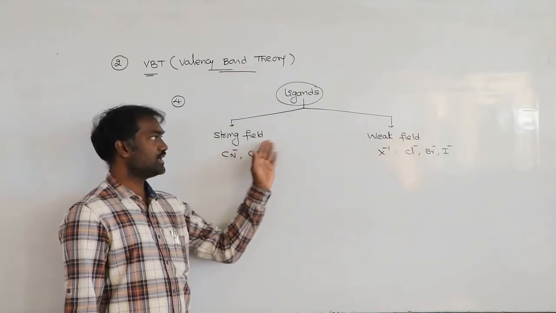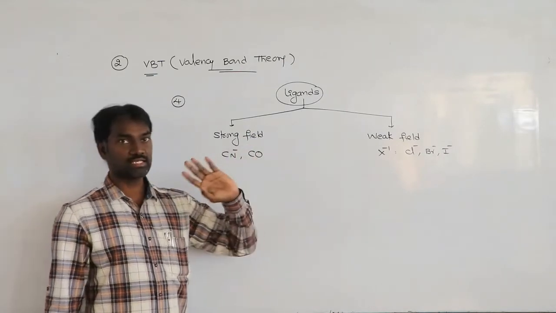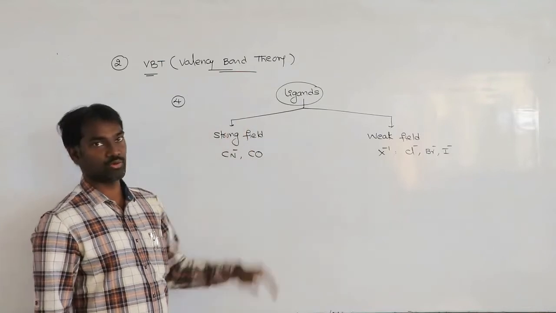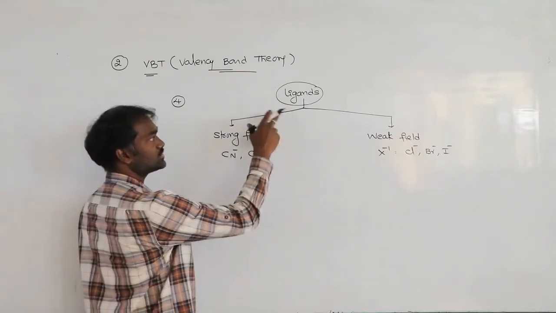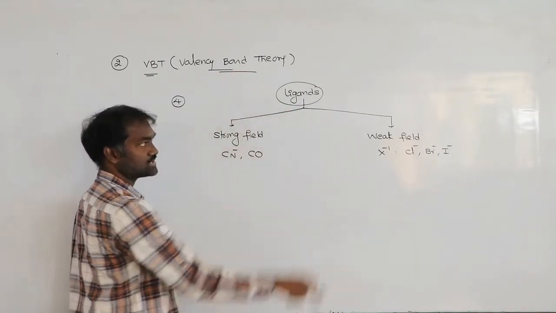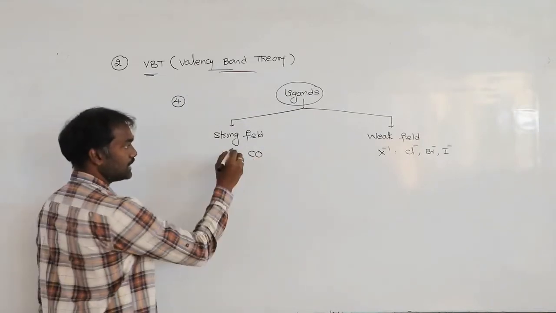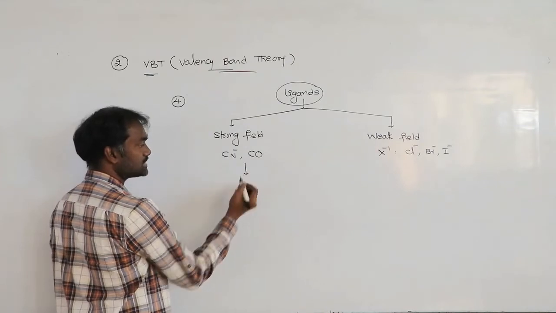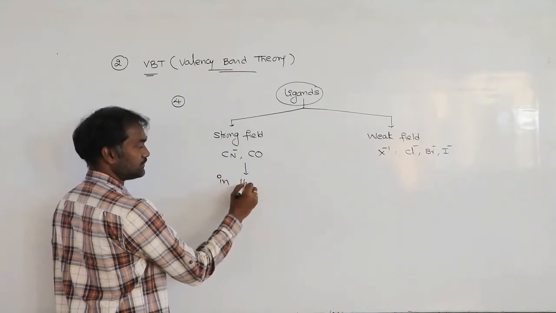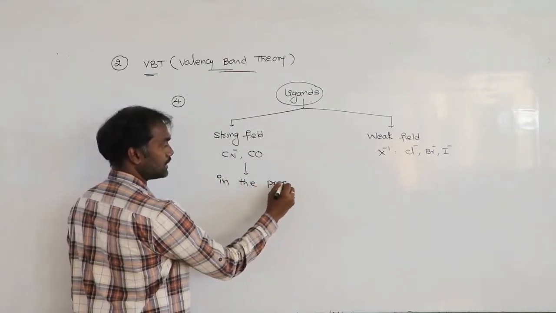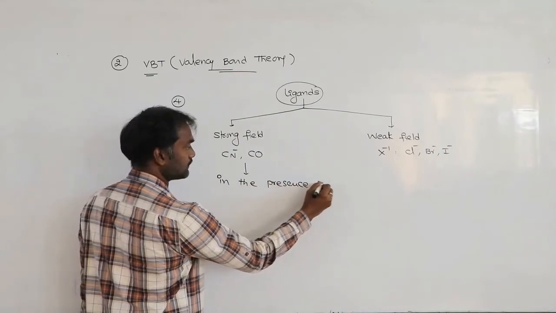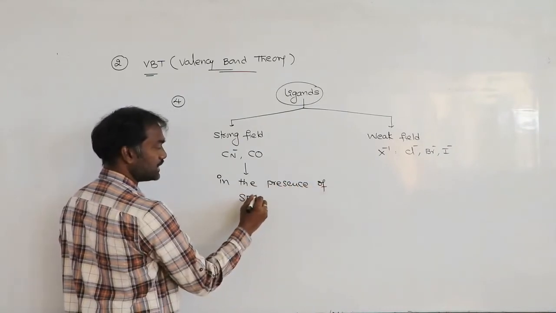Why are these strong field and why are these weak field? It doesn't explain that, which is one of the failures. But you must understand the point: ligands are classified into two types, one is strong field and another is weak field. Next, what happens in the presence of strong field ligands?